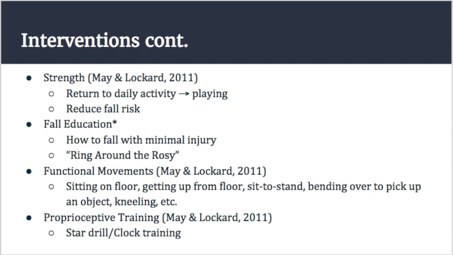Strength training of both the residual and intact limb will be important to ensure he has adequate strength to walk and return to his daily activities with minimal risk of falling.